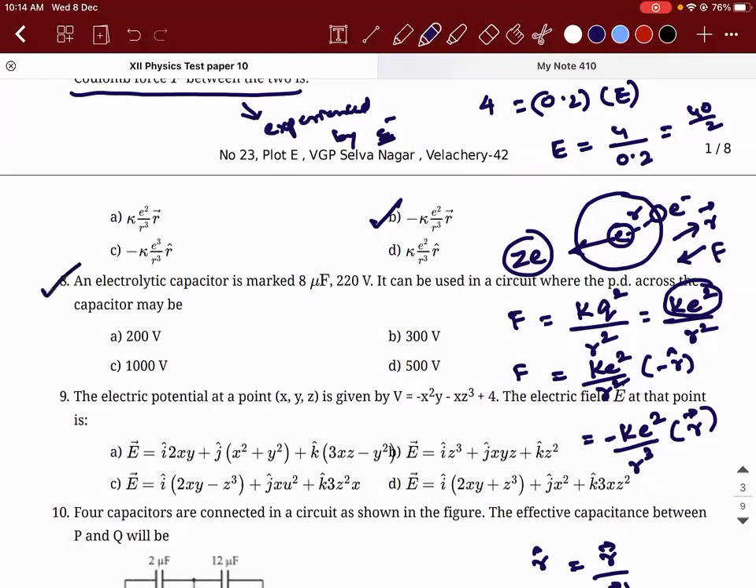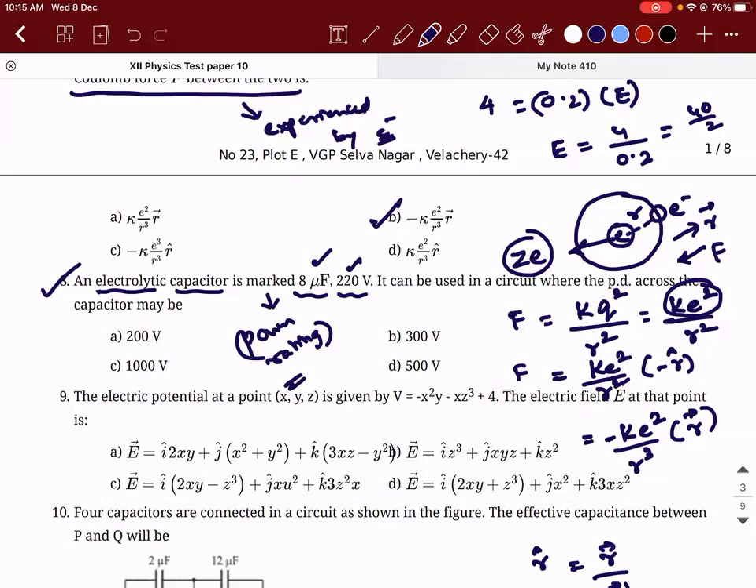So eighth one is a very easy one. There is an electrolytic capacitor which is marked 8 microfarad and 220 volt. See, whenever they use the word marked, this is called the power rating, or the specification. When you go to a shop and buy an 8 microfarad capacitor, it can be operated up to a maximum value of how much? 220 volt. It can be used in a circuit whose potential difference across the capacitor will be how much?